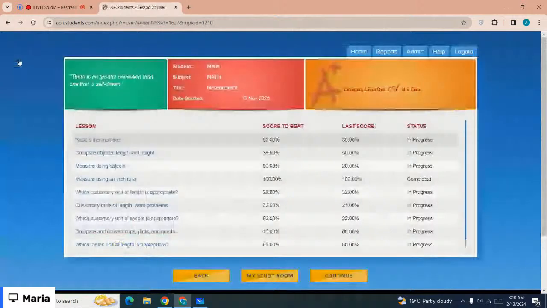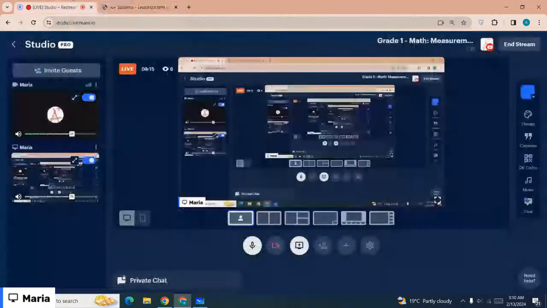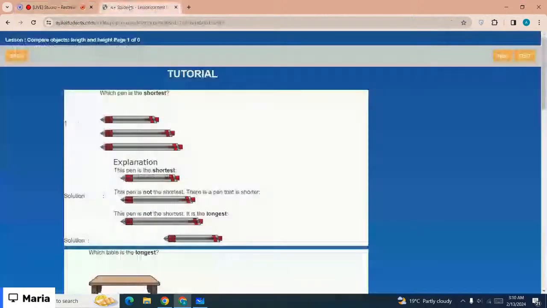The next one is compare objects by length, so how do you compare objects? You need to compare their length and height, like which one is shorter and which one is longer. For the weight and height you can see. Okay, which pen is the shortest?